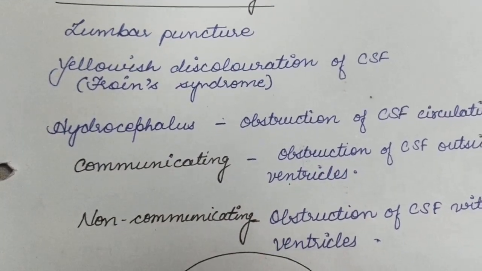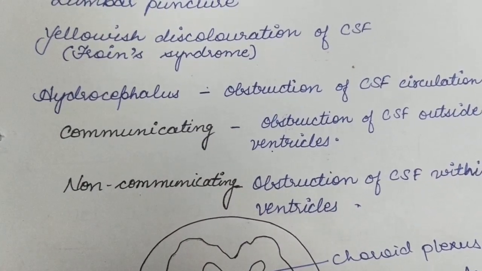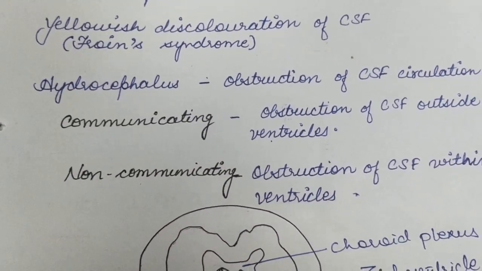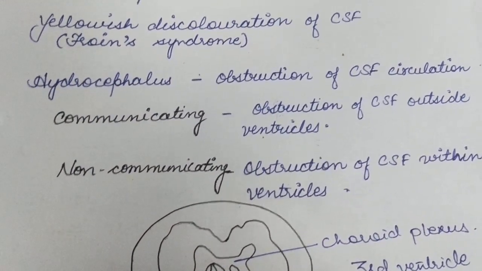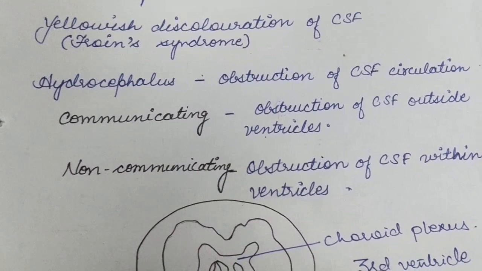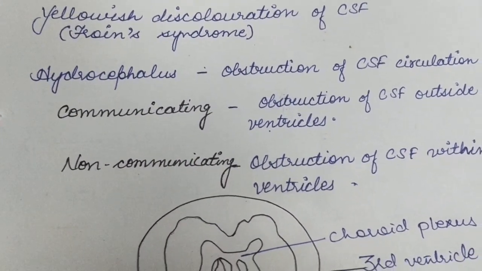Yellowish discoloration of the CSF, that is Froin syndrome. Hydrocephalus, in which the head of the person gets dilated. Obstruction of the CSF circulation, that may be communicating or non-communicating. Communicating if the obstruction of the CSF occurs outside the ventricles, but if it occurs within the ventricles, then it may be non-communicating hydrocephalus.